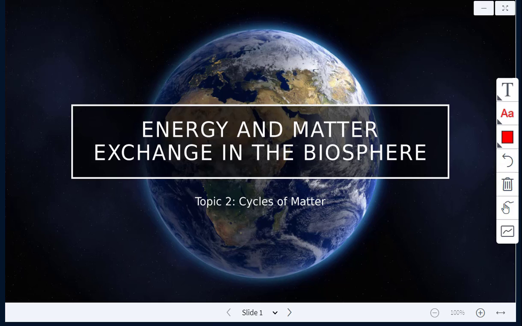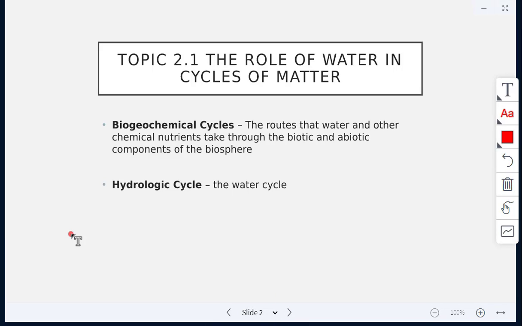All right, so this is lesson chapter 2, the first part of chapter 2, so 2.1, and we're still on our first unit, energy and matter exchange in the biosphere. So topic 2 is on cycles of matter, and 2.1 is the role of matter in cycles of matter. So the role of water in cycles of matter.